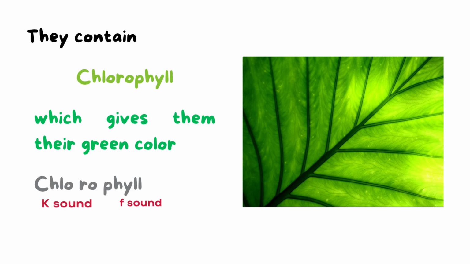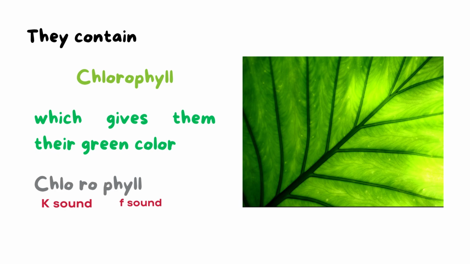The first one, CH here makes the sound K, so we have K, lo, clo. Then we have ro, chloro. Then we have PH that makes the sound F, like the letter F, okay? Then we have I, L, fill, chlorophyll, okay?